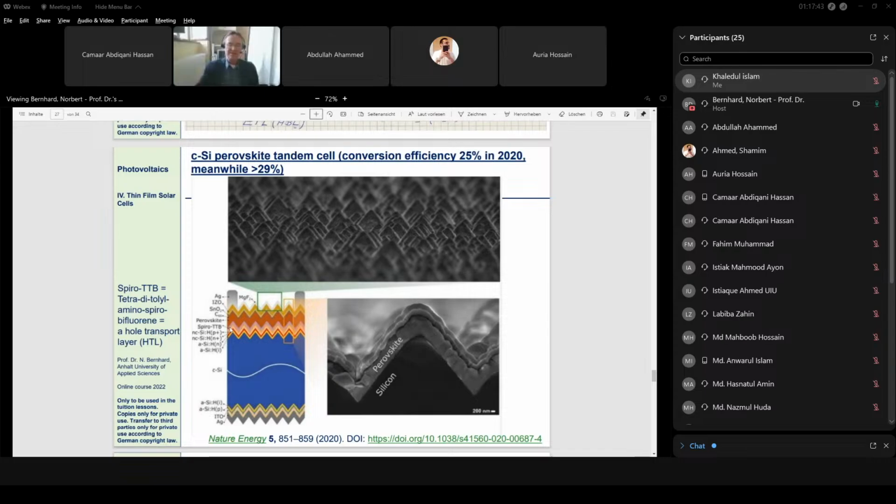Okay, the last cell type I would like to mention is the gallium arsenide-based multi-junction cells. And this picture shows the basic concept. This is an example for a quadruple cell. You see the bottom cell is germanium. Then we have gallium, indium, arsenic nitride. Then we have gallium arsenide. Then we have gallium, indium phosphide.